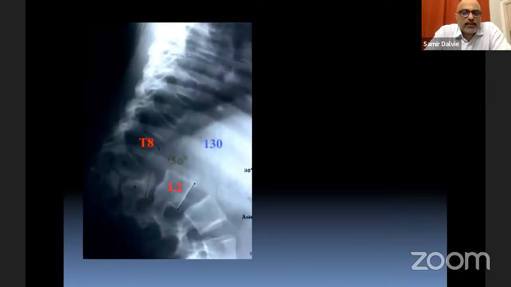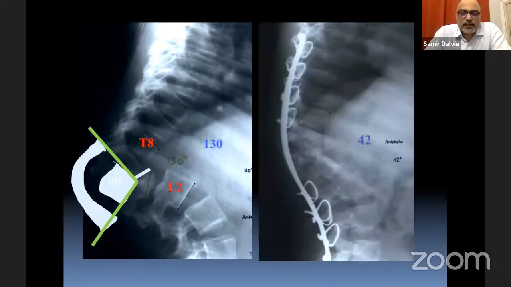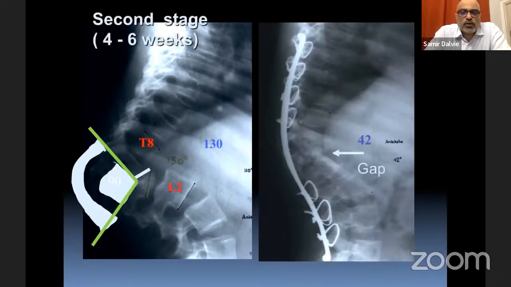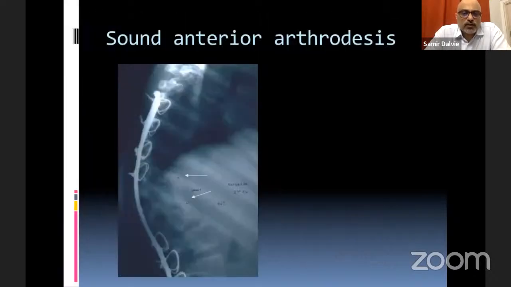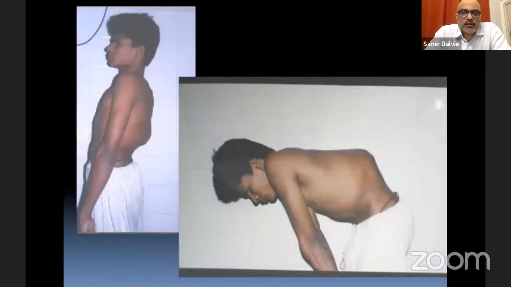Another one, this is a 130-degree deformity with a huge internal gibbus. And this patient, we needed to do an osteotomy. We did a 90-degree osteotomy for this patient and corrected it quite a bit with very basic implants. And then this gap anteriorly, we had to put bone graft later on, because it's only when the anterior arthrodesis takes place that this has succeeded.